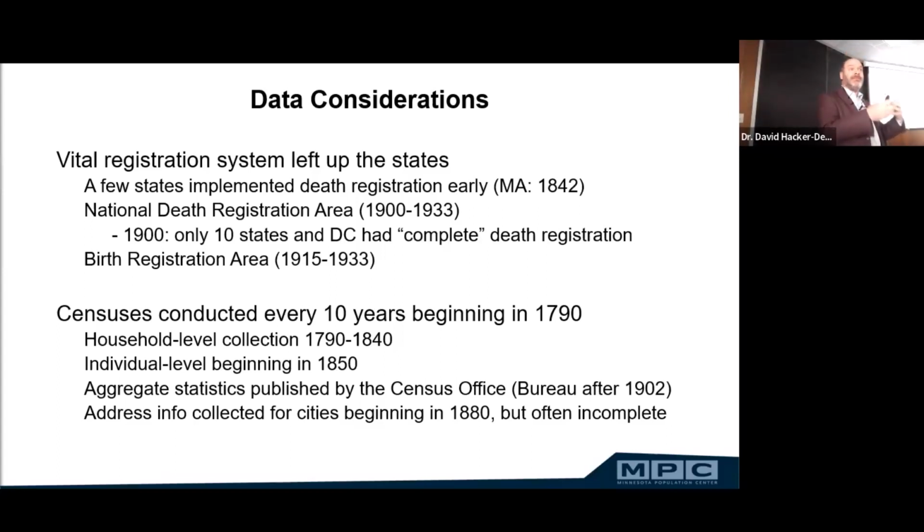Some information is not even tabulated. And in fact, the children ever born, children surviving, I'm going to show in just a minute, was never tabulated. It was collected, but never tabulated. Address information is collected for cities, they asked for it beginning in 1880. There's very few cities, and most people don't record it. So in terms of being able to geocode this data, it's really, really limited.